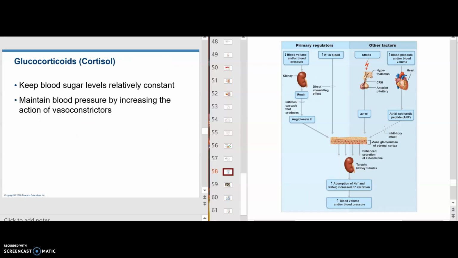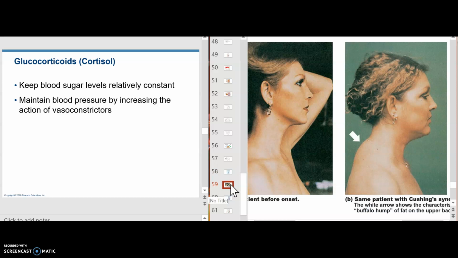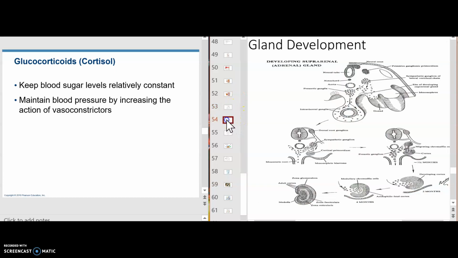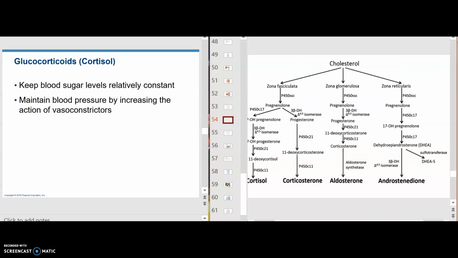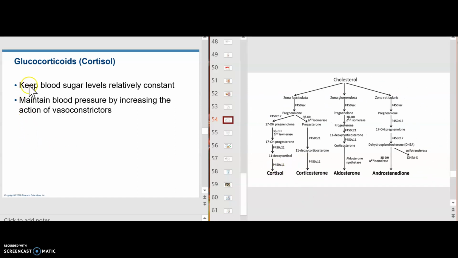Let's go further. The glucocorticoids. The primary glucocorticoid that I alluded to is cortisol. It's the main one, along with corticosterone. The glucocorticoids keep blood sugar levels relatively constant. What does that mean? Insulin and glucagon aren't the only things that do this. They're not the only things. Glucocorticoids also maintain blood pressure by increasing the action of vasoconstrictors. Okay.